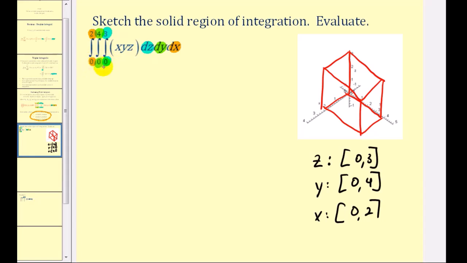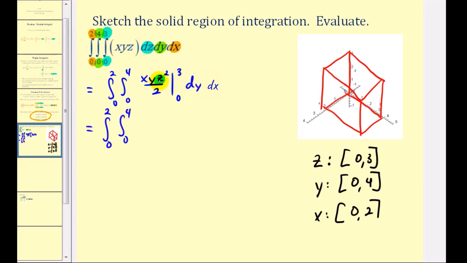So keep in mind this triple integral does not represent this volume. This volume is the region of integration. Let's go ahead and evaluate this. So we first integrate with respect to z, treating x and y as constants. So we'd have x y z squared over 2. Evaluate this at 0 and 3, keeping in mind we're replacing z with 3 and 0. So when z is equal to 3, we're going to have 9xy over 2, or 9 halves xy. And then when z is 0, we'd have 0.